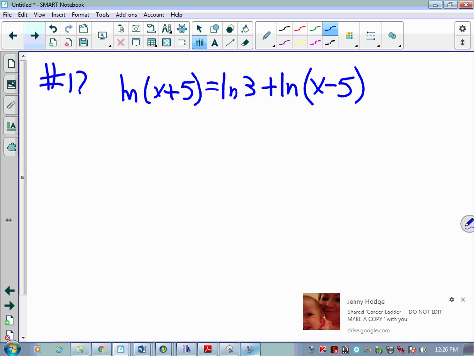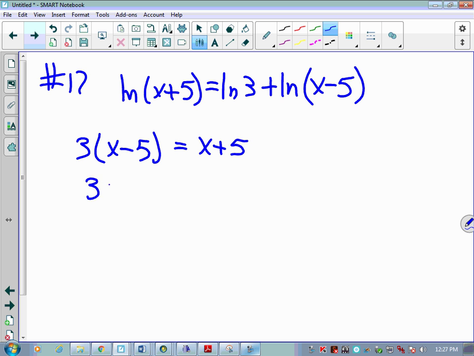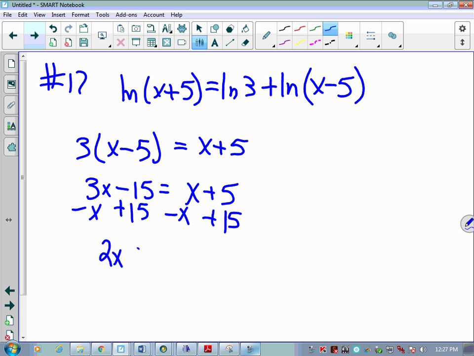All right, so what you'll notice in here is that my natural logs all have the same base. So I can write this as 3 times x minus 5 equals x plus 5. Okay, just change that around. So 3x minus 15 equals x plus 5. They want us to solve for x. I'm going to add 15, subtract x. So we get 2x equals 20, x equals 10. Okay, let's check our answers on that. 17, x equals 10.